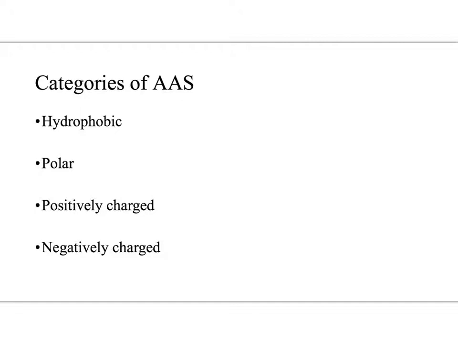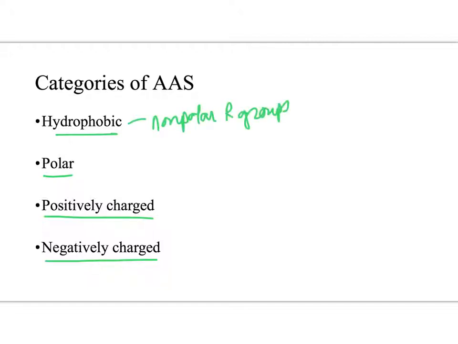So the categories of amino acids that we'll look at, we have hydrophobic, polar, positively charged, and negatively charged. So hydrophobic, think about these as nonpolar substances. So hydrophobic have the nonpolar R groups, and there are actually 9 different nonpolar or hydrophobic amino acids. The polar will have polar R groups, and there are 6 of these.